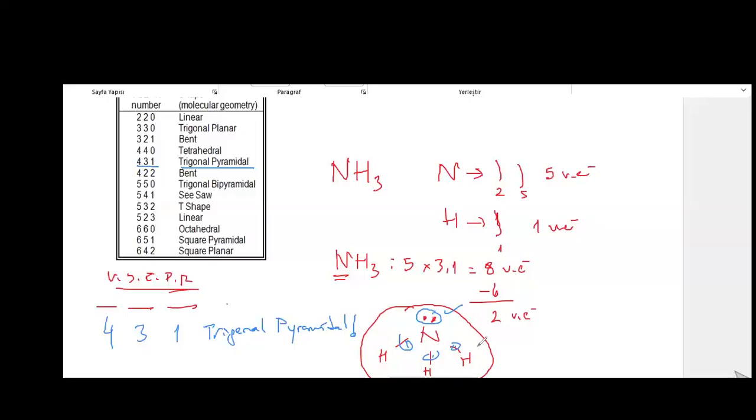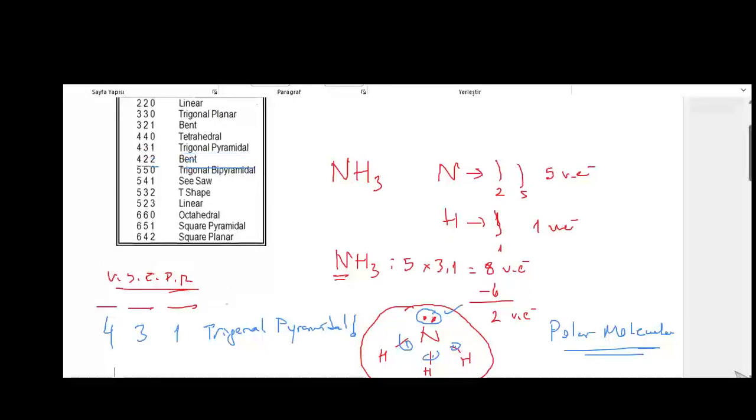If you check whether the molecule is polar or non-polar, let's look at the lone electron pair on the molecule. You can easily realize there is one lone electron pair on the central atom, nitrogen. That's why we can say that this is a polar molecule. Okay? Let's check the other parts right now.